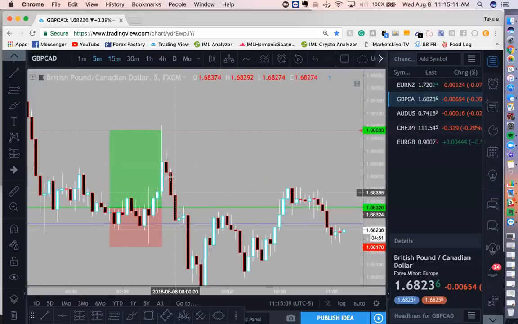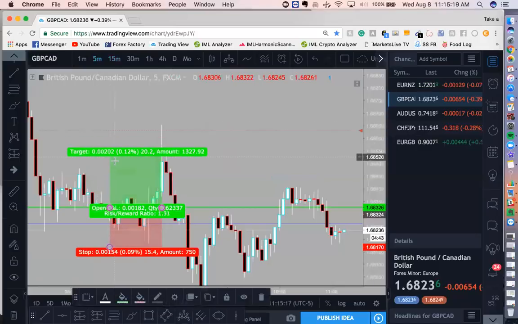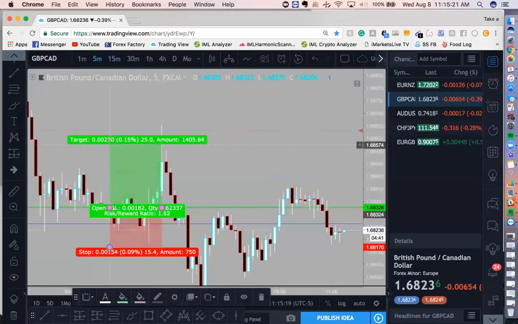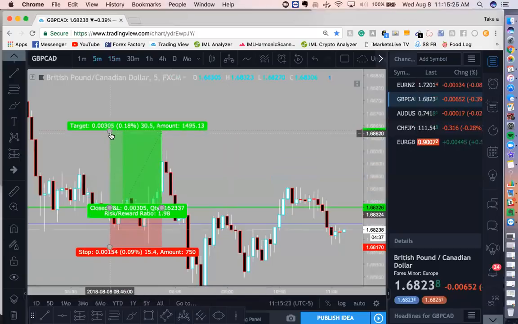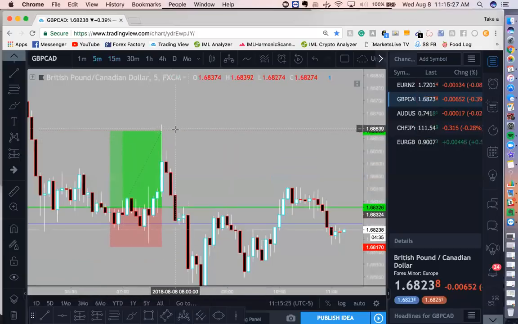So you see pretty much if you didn't have your TP1 set, you were going to be closing out here only up, let's see how many pips this is. Yeah, you only would have been up like 18 pips instead of being up 30 if you had your take profit set. So that's why it's very important to always set take profits.